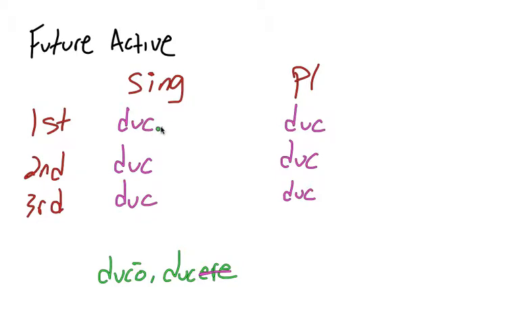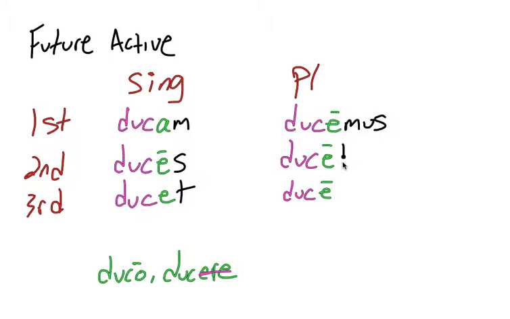Okay, then we're going to add an A for the first person singular and an E for the rest of the conjugation. So the tense sign is really an E, but you add A for first singular, and then you add endings. So m, s, t, mus, tis, nt. So it's ducam, duces, ducet, ducemus, ducetis, ducent.